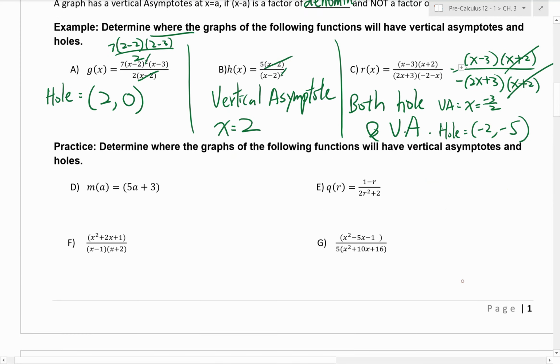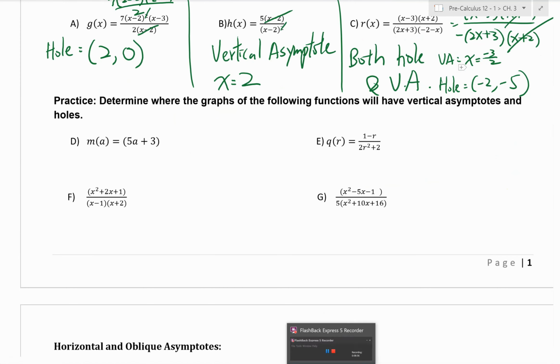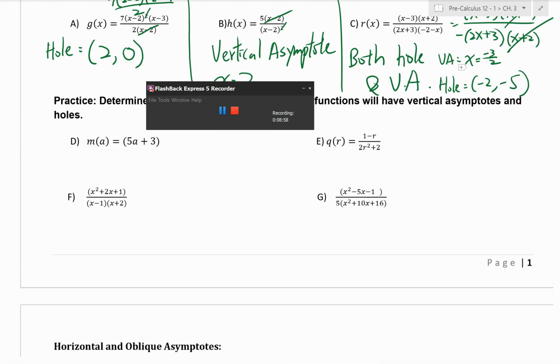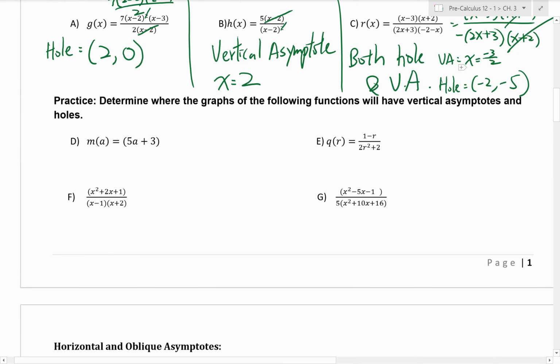Okay, so here are 4 questions for you to practice. You should pause the video and then see what you get. Okay, part A or part D, I guess, this is a linear function, so we actually don't have vertical asymptote or holes. It's just a straight line, so there's none here.